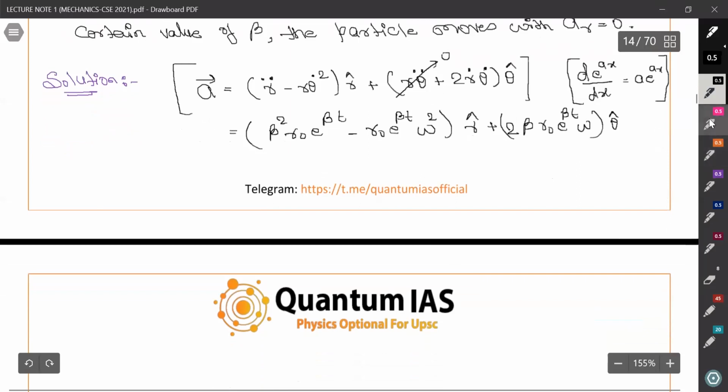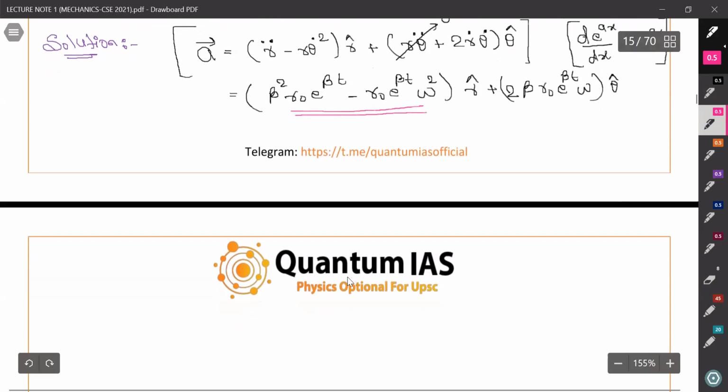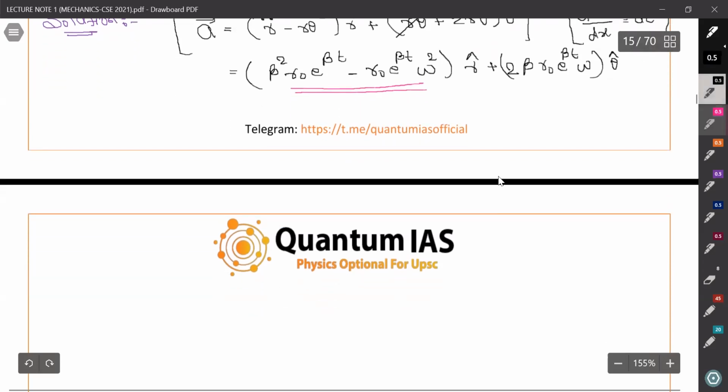So if we see this radial term only, and try to make it 0, what we will get? Beta square r naught e to the power beta t is equal to r naught e to the power beta t omega square. So from here we can easily write that beta equals plus minus omega. So we are getting a value of beta, plus minus omega, for which the radial acceleration will vanish.